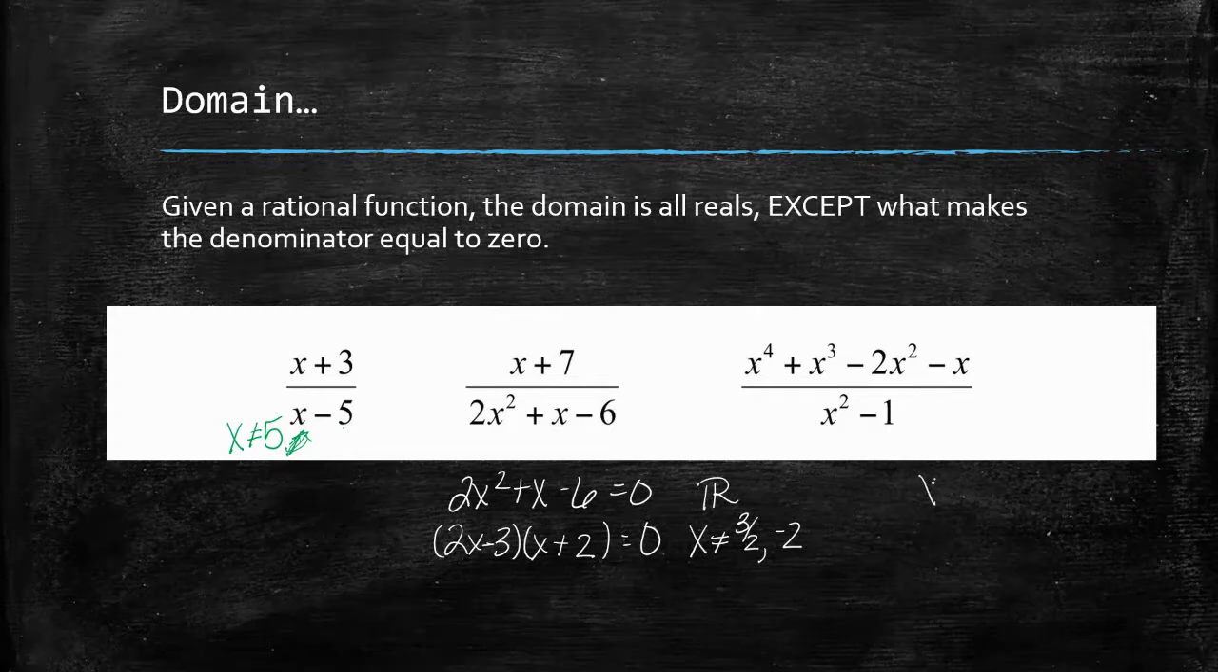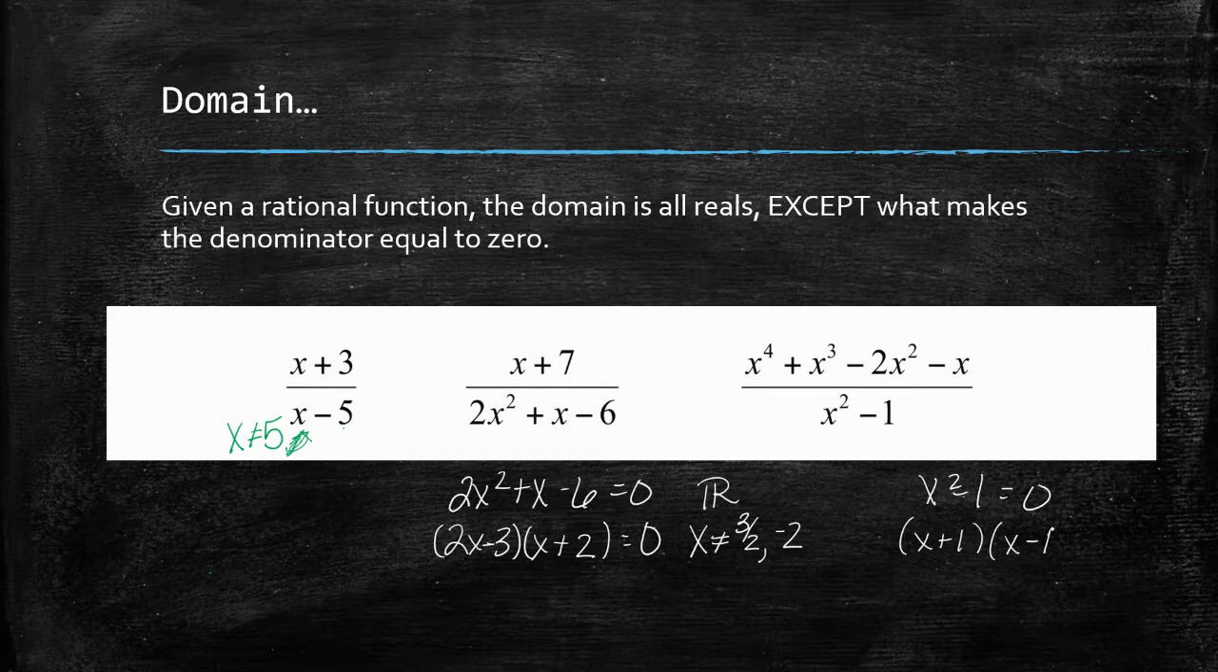Okay? So you're just solving the denominator to see what would be equal to 0. I can do the same thing on this third one. I have x squared minus 1. I know that this factors to be (x plus 1)(x minus 1). Therefore, x cannot equal negative 1 or positive 1. The domain then would be all reals except for negative 1 and positive 1. Okay, so with a rational function, the domain is everything except for any value that makes that denominator equal to 0.